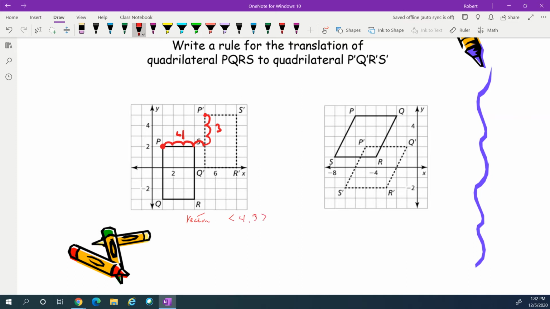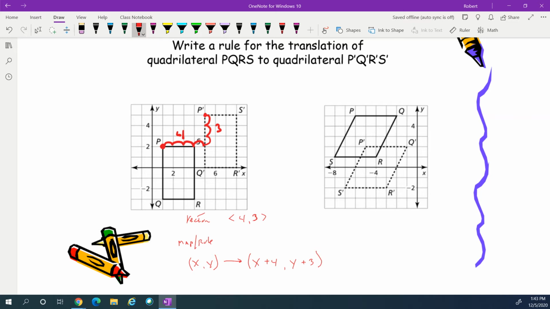Again, it's not in parentheses. It's not a point. It's telling us how things changed. It's in the less than and greater than symbols. As a map or a rule, we take the X and Y of the original point, any point, P, S, Q, R, it does not matter. And this is how we get to the new point. We take our X and add 4. We take our Y and add 3.